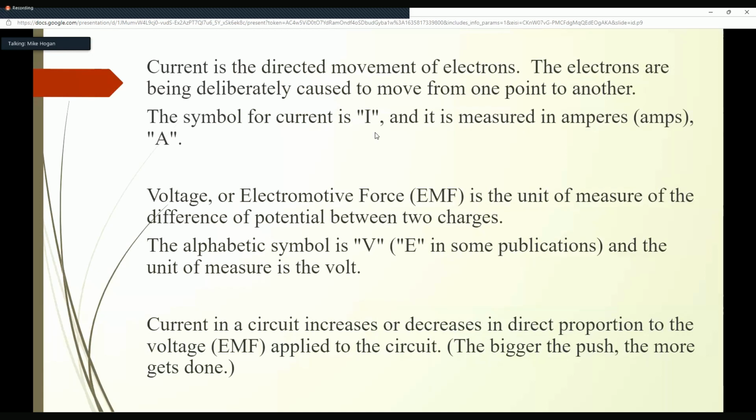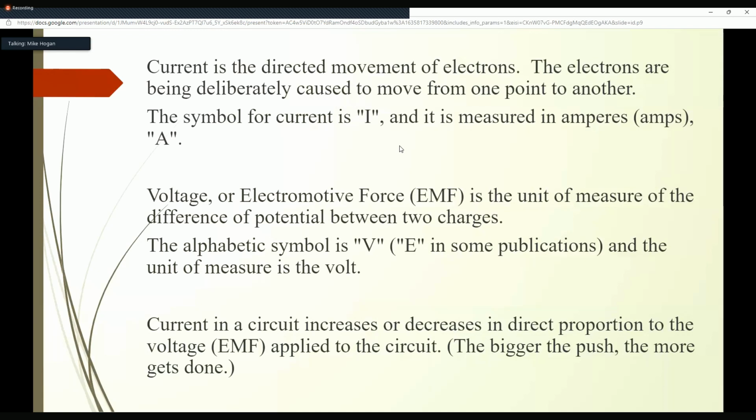The easiest way to remember that is to think about intensity. We're going to measure that in amperes, so an A, right? And so we're going to have so many amps, so many amperes of current in a particular circuit.